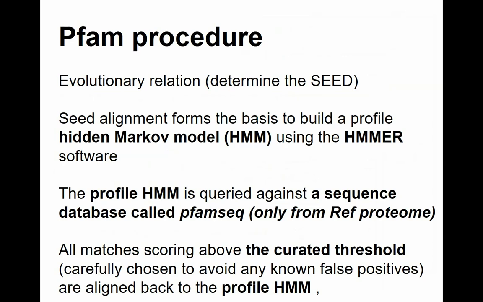So the key evolutionary relation is determined by a seed. A seed is a small set of multiple sequence alignment that can generalize to the entire set, right? So it is built on a much smaller set, and we'll see an example. The seed alignment forms the basis for building a profile, what I called HMM or profile HMM, using the HMMER software.